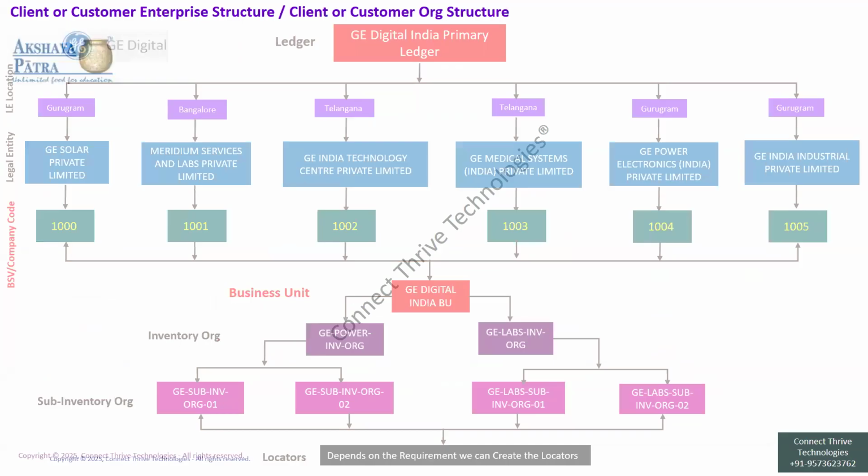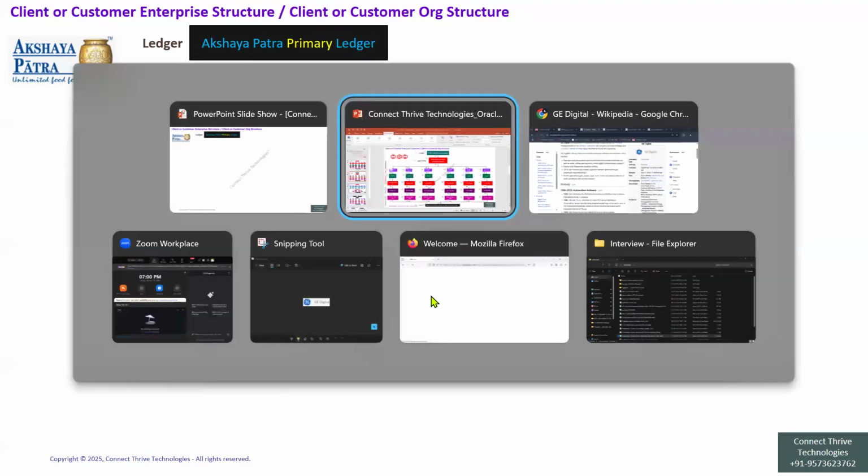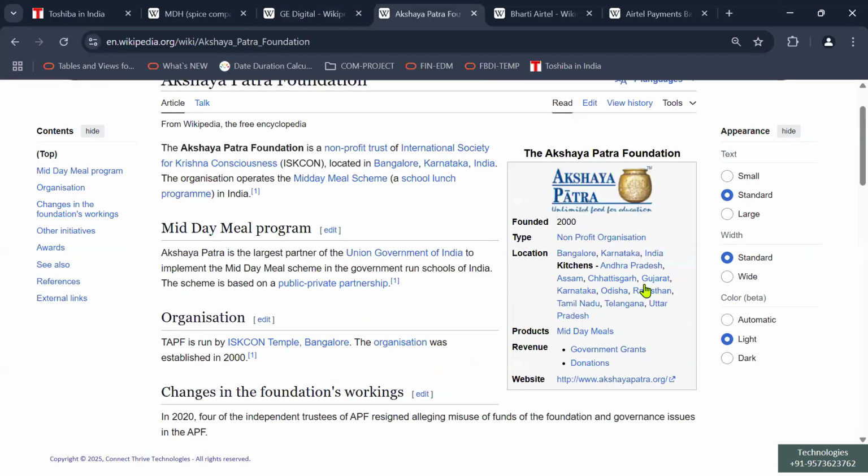So the next example is Akshaya Patra. Here you may see something a bit different compared to all other customers. The example I'm going to explain here is completely different from other clients, other customers. The reason is that it's a non-profit organization. Akshaya Patra is a non-profit organization. It's a trust, an NGO. So they are not going to run any profitable business because it's a foundation. Here, let's assume Akshaya Patra is there in only India, with different locations.